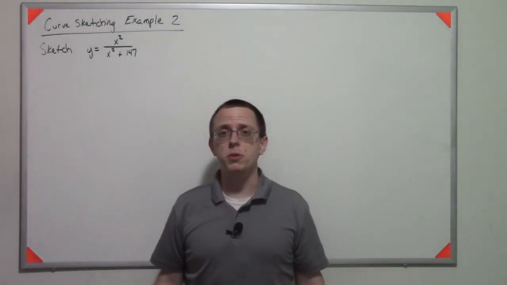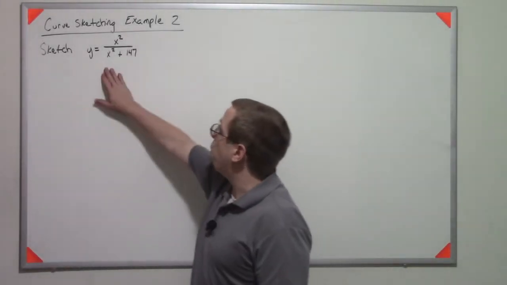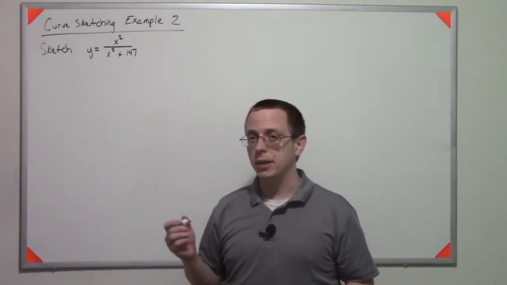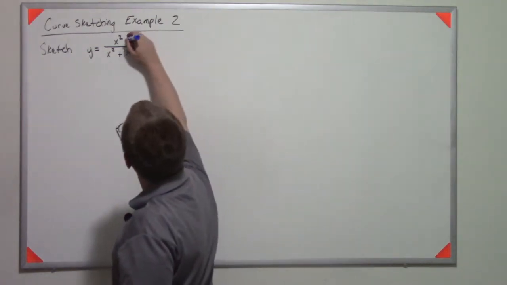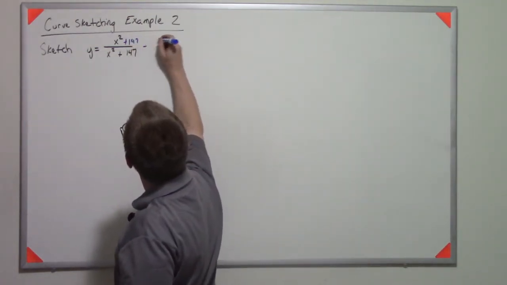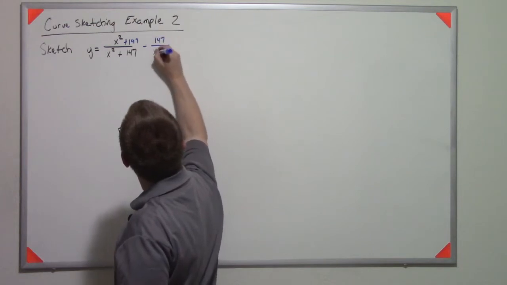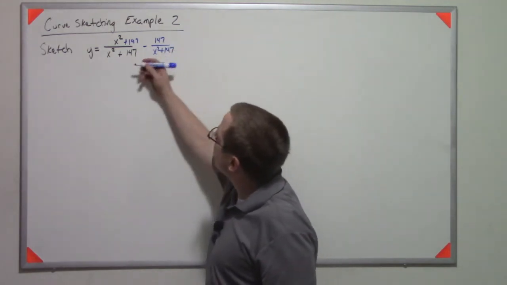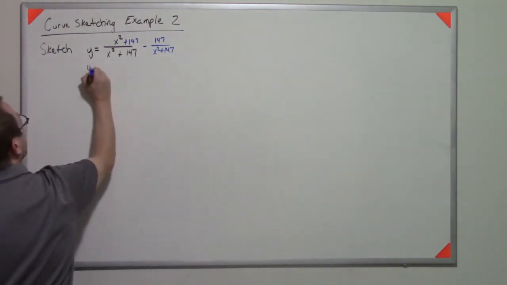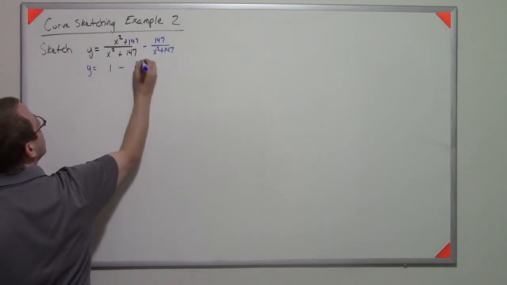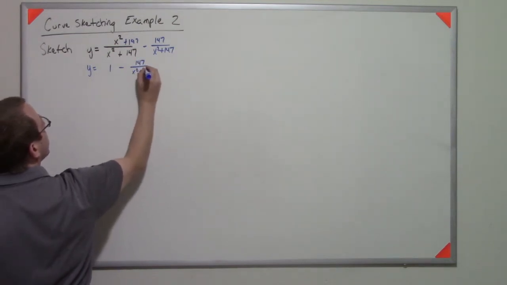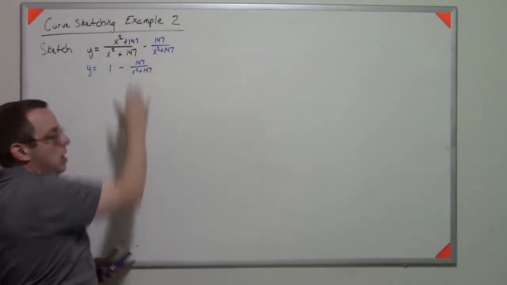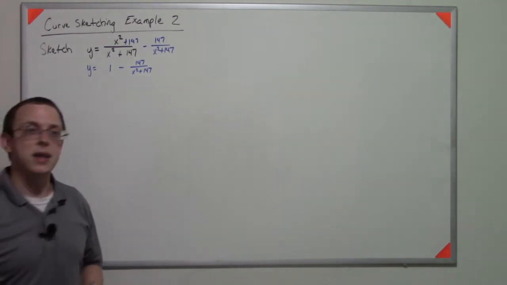Let's do another example of curve sketching. I have y equals x squared over x squared plus 147, which I can cleverly rewrite if I do plus 147 minus 147. Then I can rewrite this function as 1 minus 147 over x squared plus 147, and I can use either of these representations as convenient.